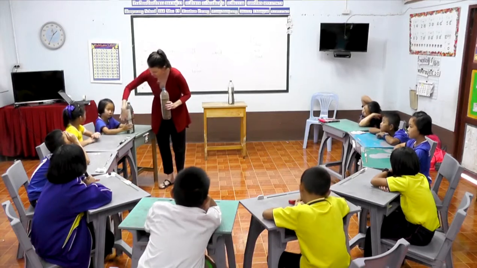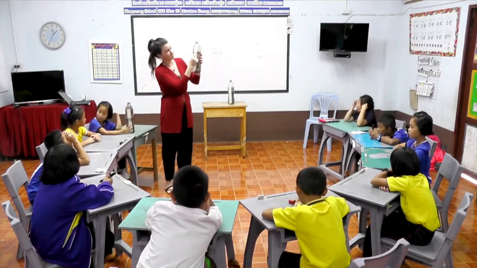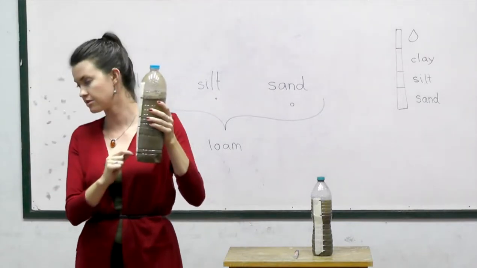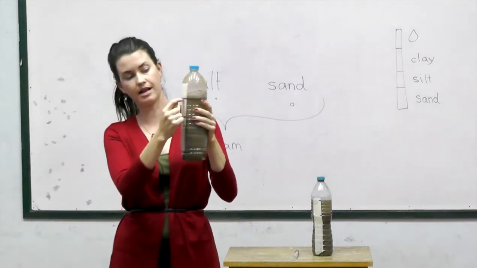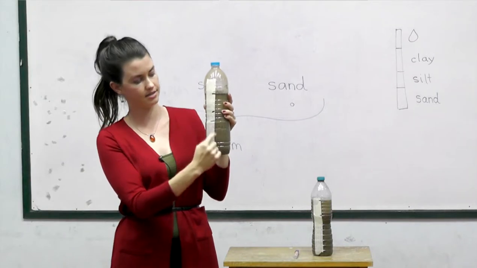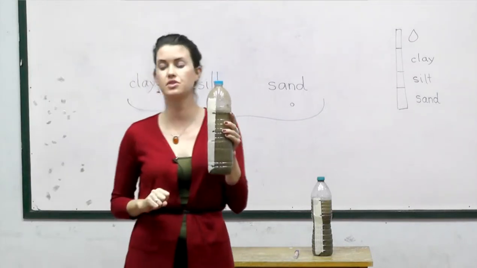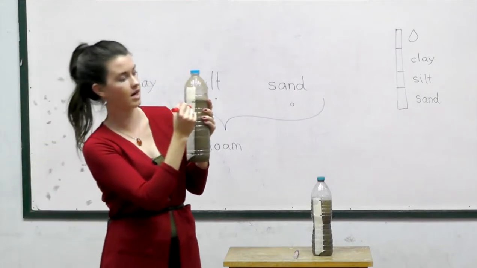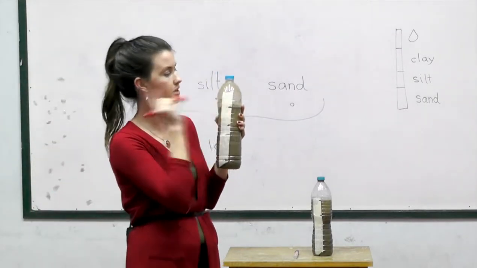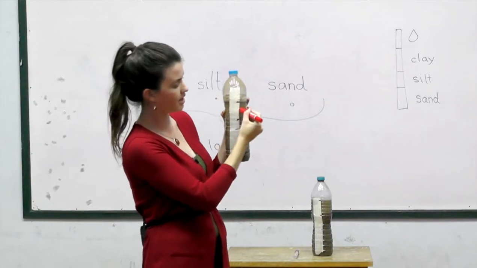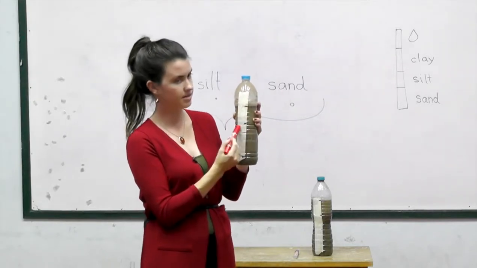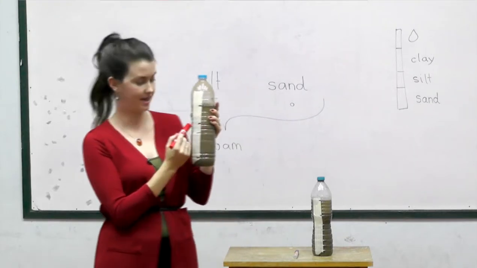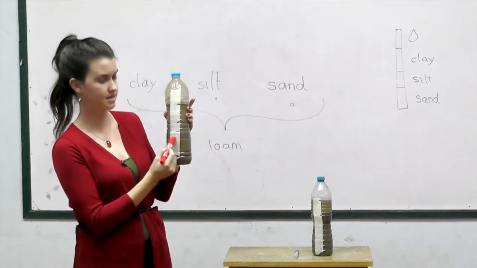So we are going to give our bottles to our teams. You're going to make your black lines, make them go all the way across. Listen up, teams. And then you're going to use your red marker and you're going to write water. What's going to go here? Clay. Silt.